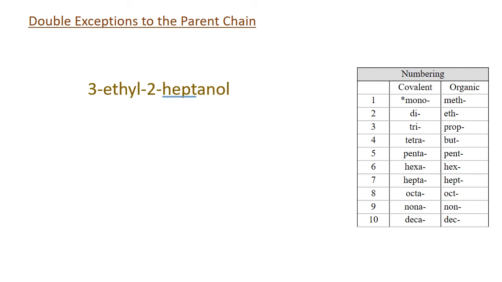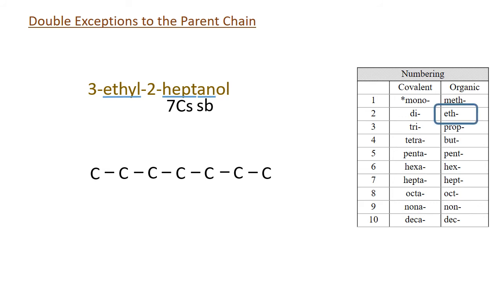3-ethyl-2-heptanol. Hept means 7, so I have 7 carbons, and ane means single bonds. So I'm going to draw 7 carbons with single bonds. Then I have eth, and eth means 2, and YL means smaller carbon chain. So I have a 2-carbon chain that is going to be attached to my third carbon. So I'll number my carbons, and on the third carbon in, I will place a 2-carbon chain.